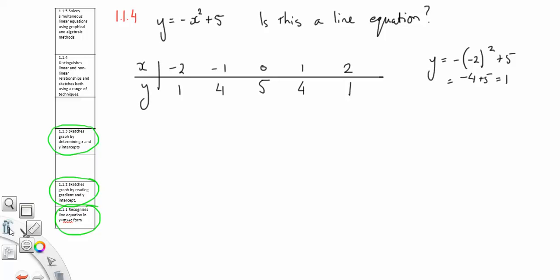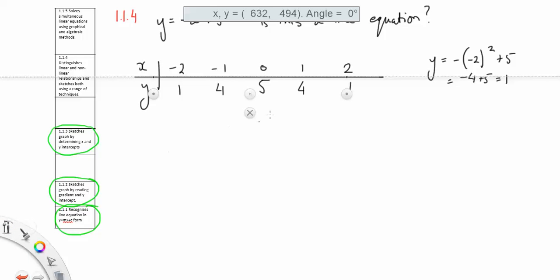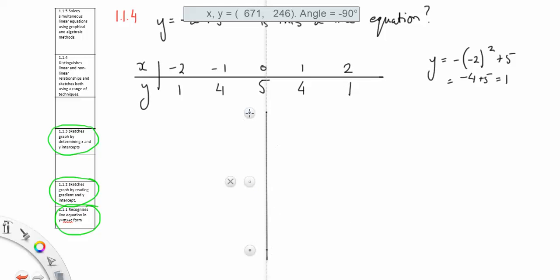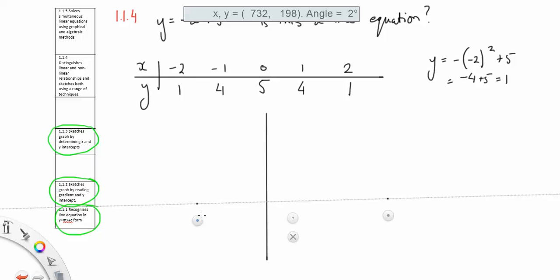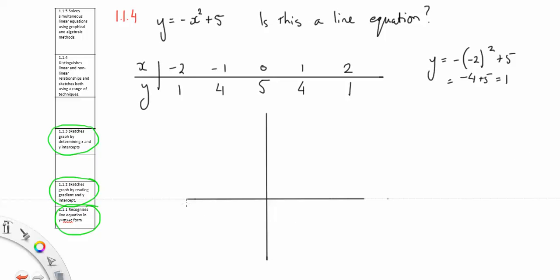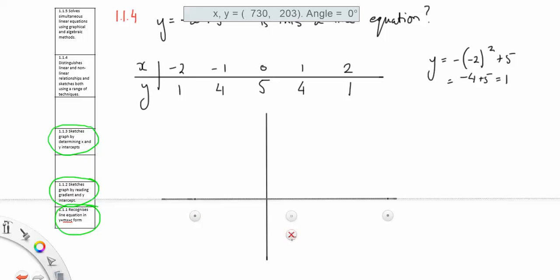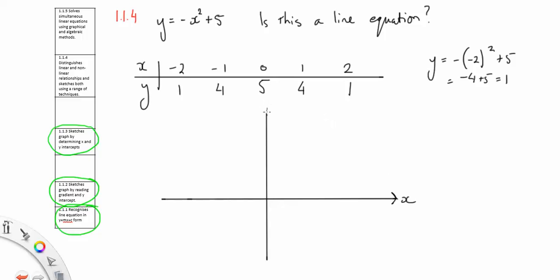Now we have to rule up a set of axes and plot all of these points to show that, and I'm going to spoil it here, it is not a linear equation. It is not. It's a parabola. It's a curve. It's not a line. Who would have thunk?